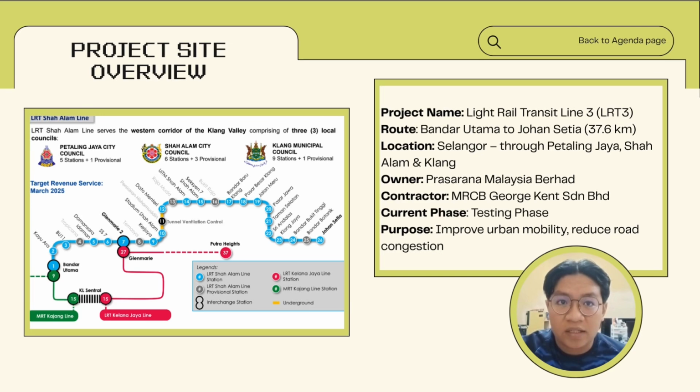It includes the construction of more than 20 stations, a depot at Johan Setia, and several elevated viaducts along the route. As for now, the LRT3 project is in the testing phase, where the system and trains are being tested before the line opens to the public. Once fully operational, it is expected to significantly reduce traffic congestion, enhance public transportation efficiency, and support sustainable urban development in the Klang Valley.